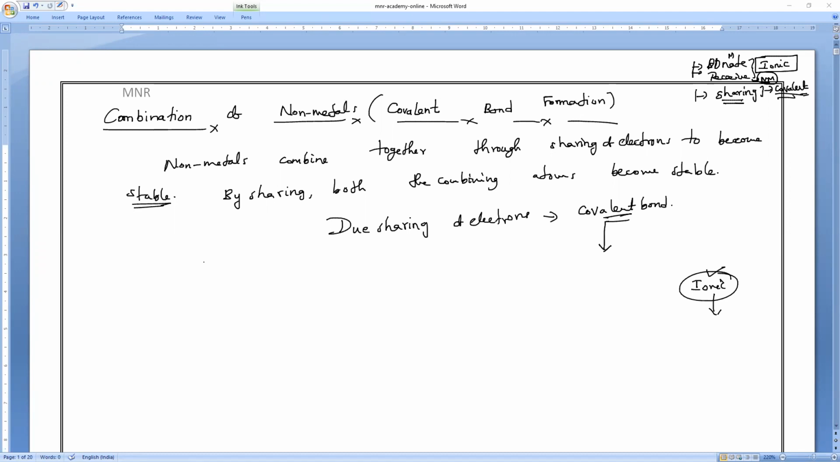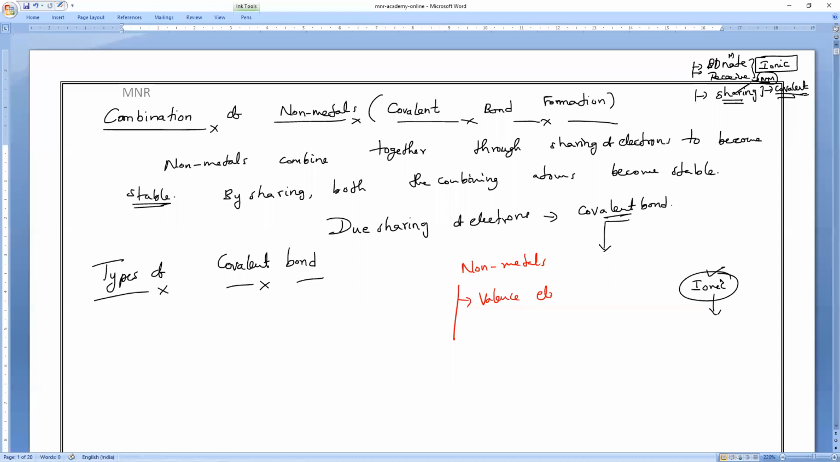Next, types of covalent bonds. Remember, the covalent bond is formed by non-metals. Now, let us again revise the concept which we studied. Can you tell me the valence electrons of non-metals?